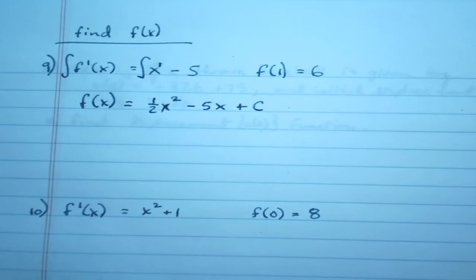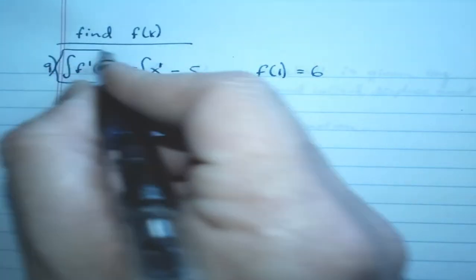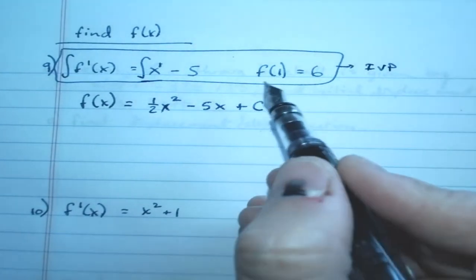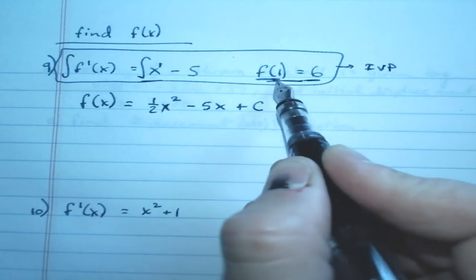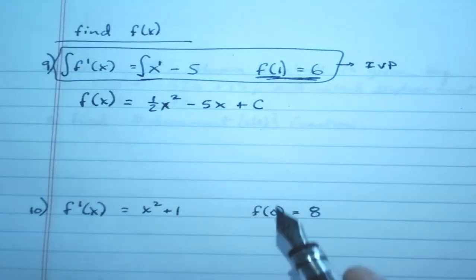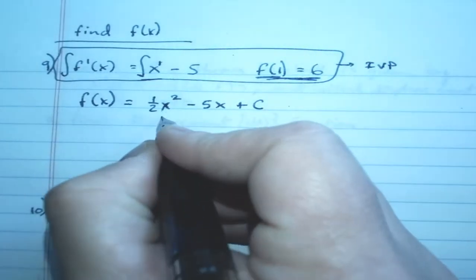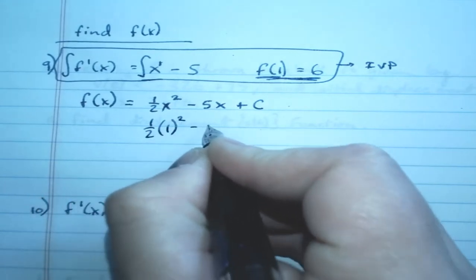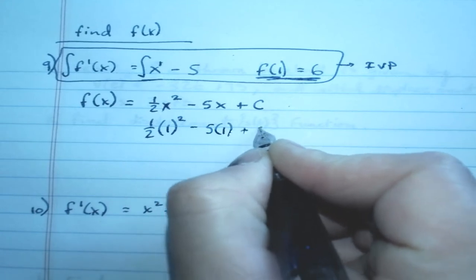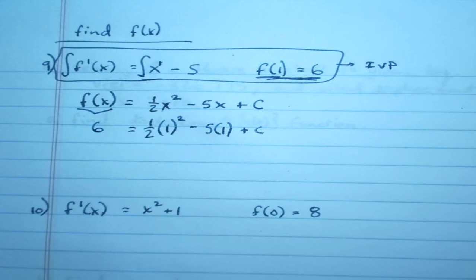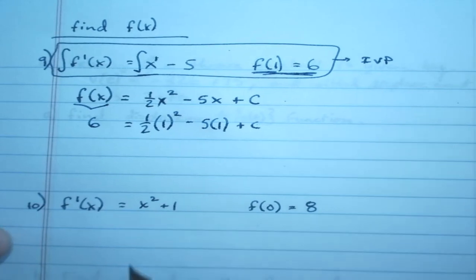Now, this is an initial value problem because they told me, hey, by the way, here's a fact about this function. They've given me an initial value. Okay? So they've told me f of 1 equals 6. What does that mean? That means when x is 1, y is 6. And I can solve for c.